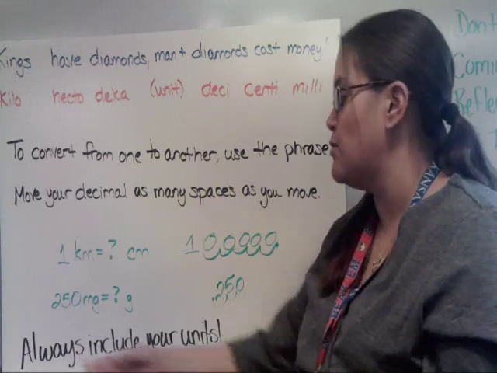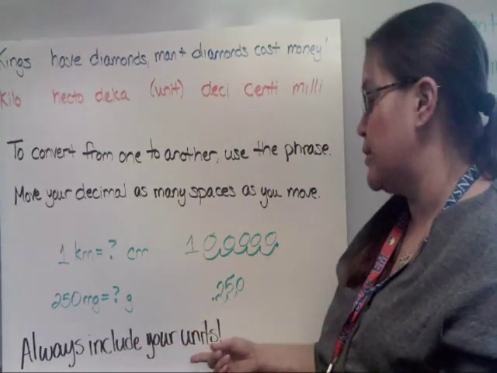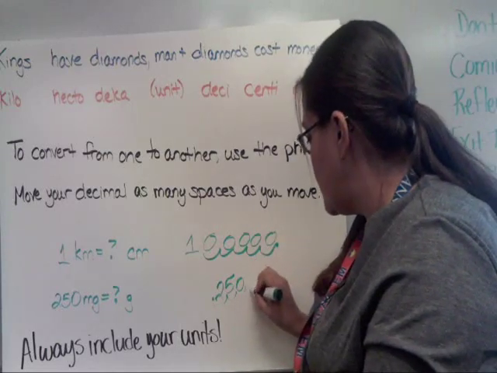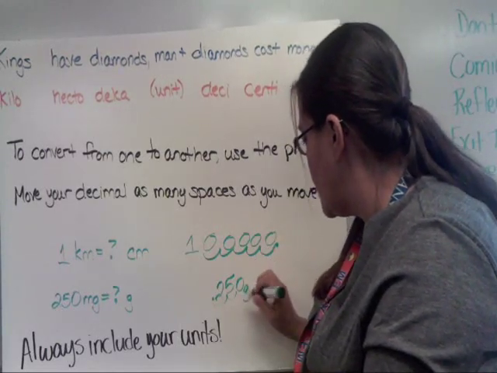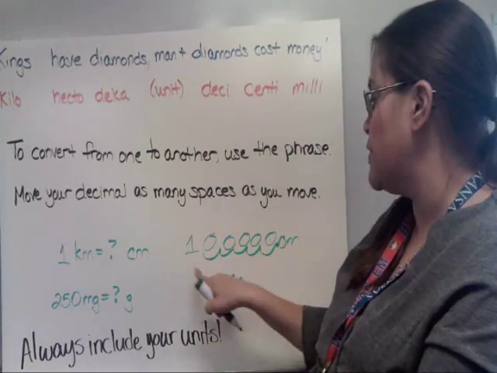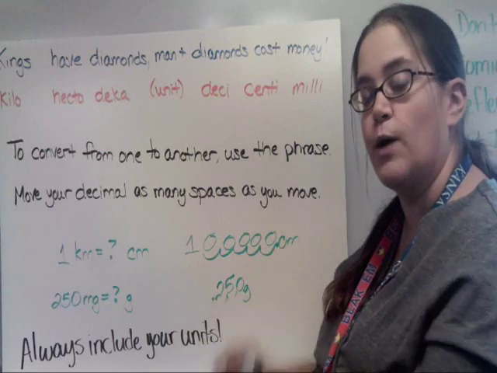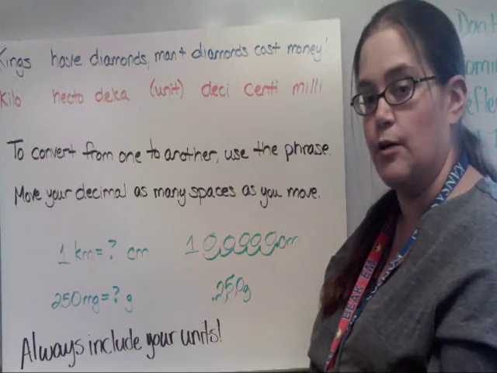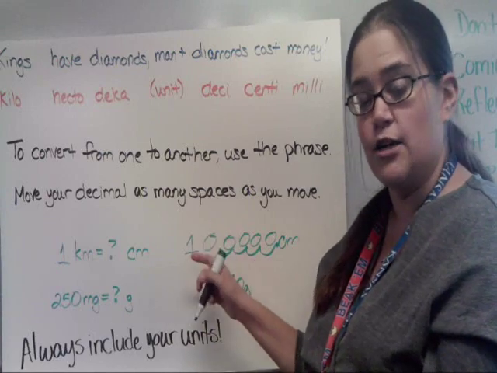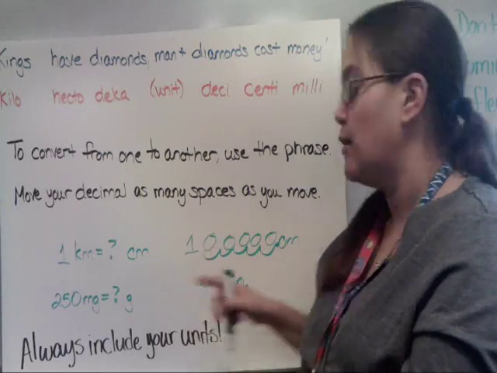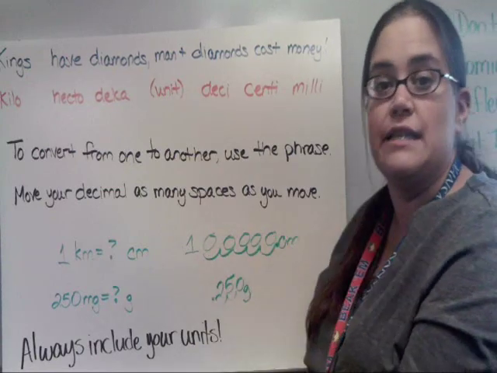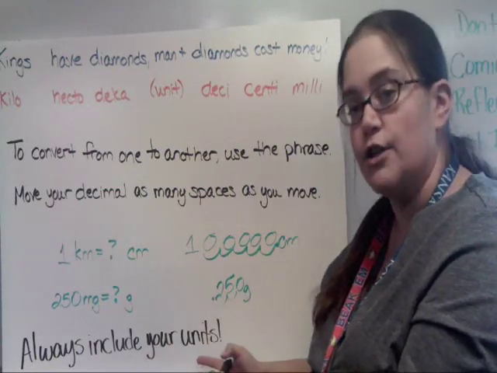Lastly, make sure you always include your units, which means the letter here. So this would be grams, and this would be centimeters. If you just put 100,000, or if you just put 0.25, that doesn't tell me anything. You could be talking about 100,000 centimeters, or 100,000 liters, or 100,000 squirrels. Without this unit, this label here, this number means nothing. So make sure you always include your units.